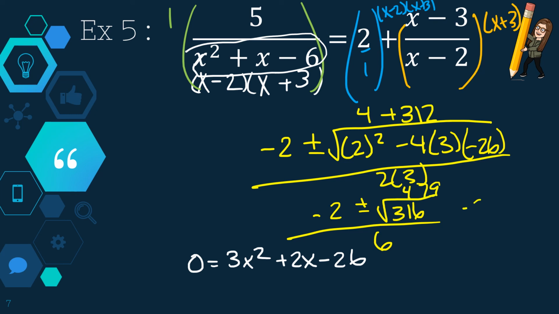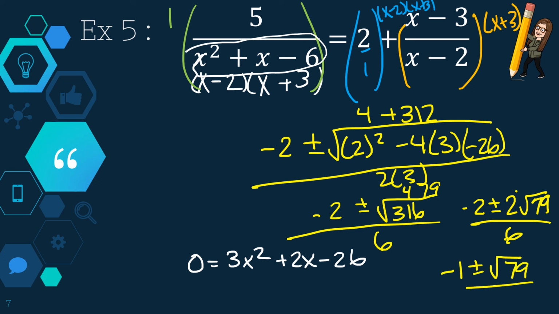All right, so I'd have negative 2 plus or minus. The square root of 4 is 2. Radical 79 over 6. And I can reduce all 3 pieces by 2. So negative 1 plus or minus radical 79 over 3. Oh my goodness, how about that for a solution?